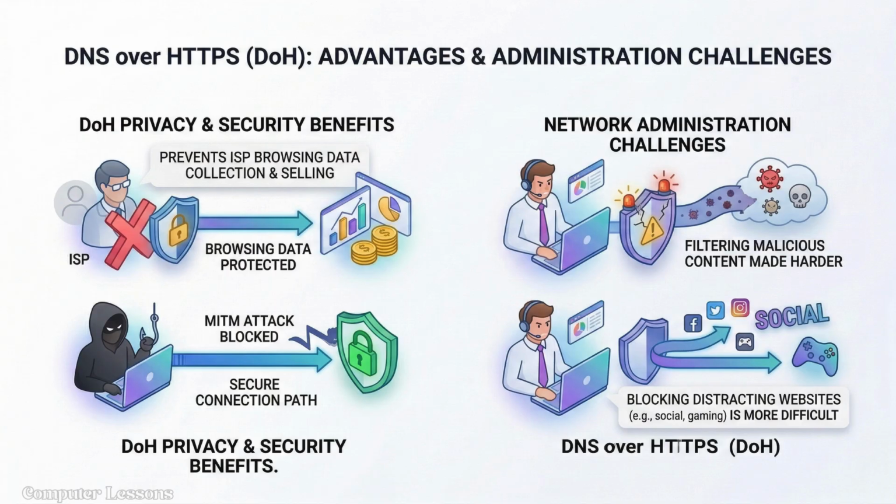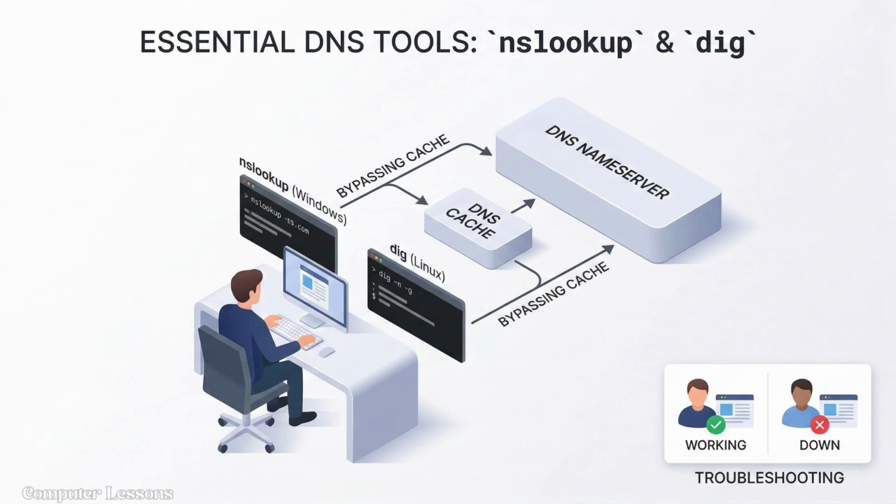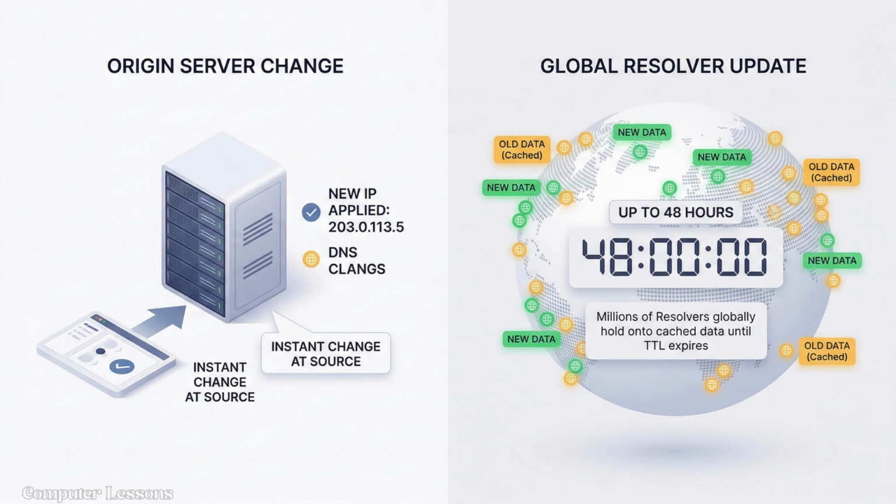However, it also makes it harder for network administrators to filter malicious content or block distracting websites on corporate networks. For network engineers, tools like nslookup on Windows or dig on Linux are essential. These command line tools allow you to manually query specific name servers, bypassing the cache to see exactly what is happening behind the scenes. They are vital for troubleshooting why a website might be down for some people, but working for others.